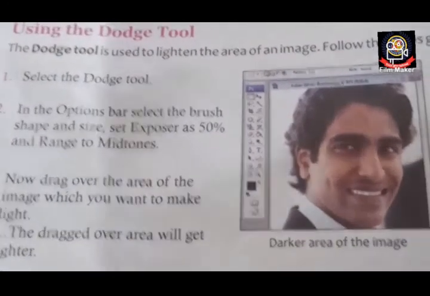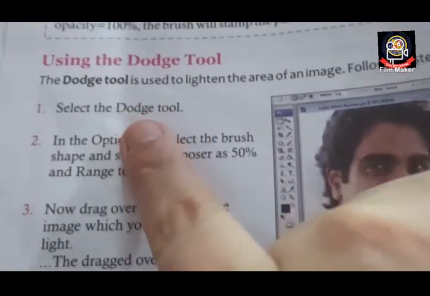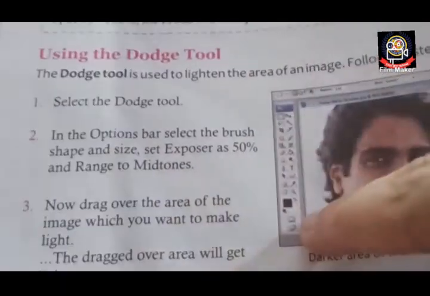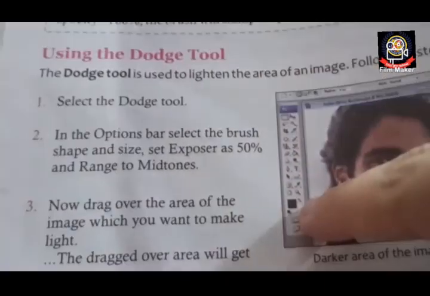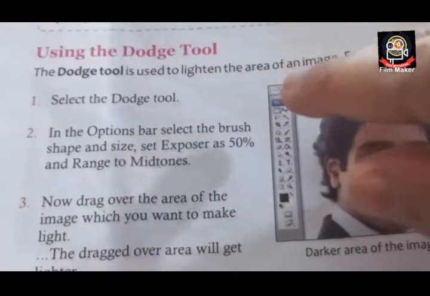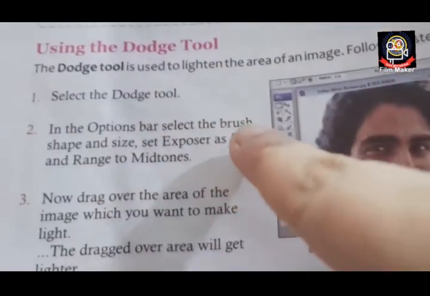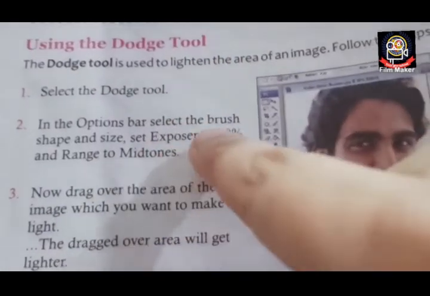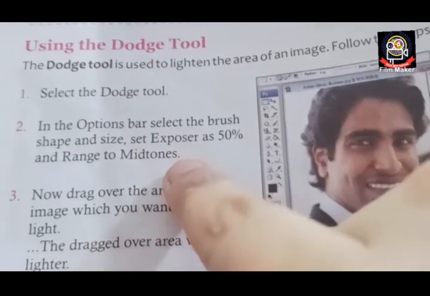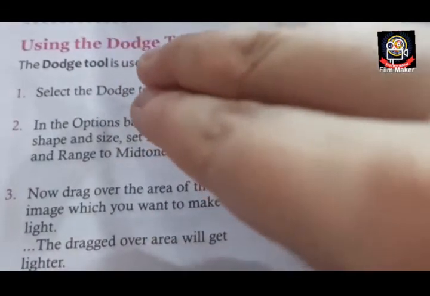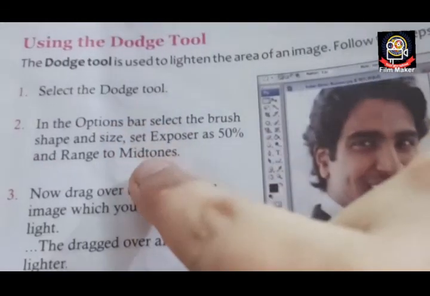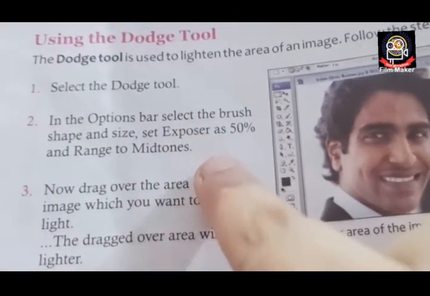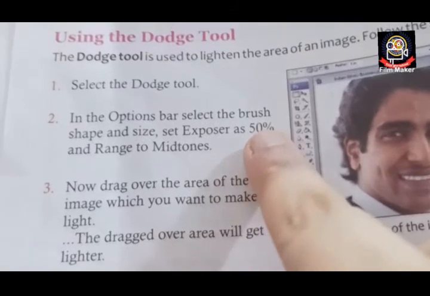So how can we use that? First of all, select the dodge tool. This is the area with the tools, and from these we have to select the dodge tool. In the option bar, select the brush shape and size, and set exposure as 50% and range to mid-tones. Means once you select the dodge tool, then in the option bar we have to select the brush shape and size and the exposure.